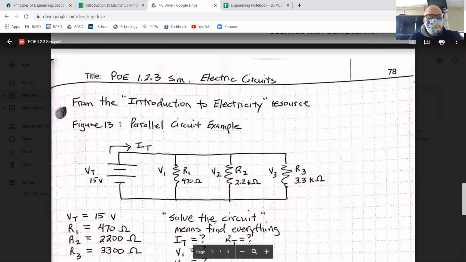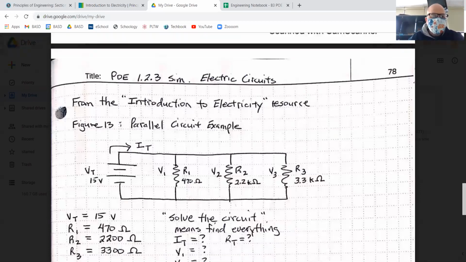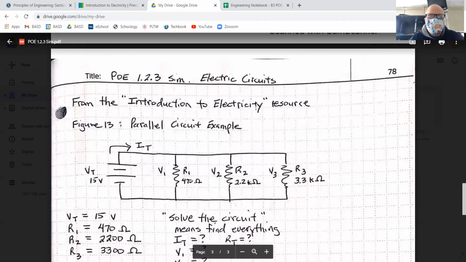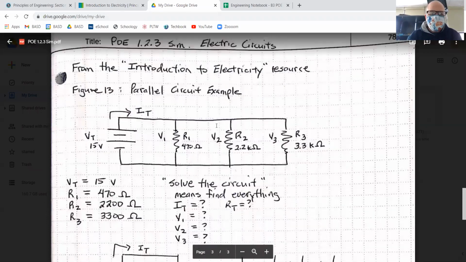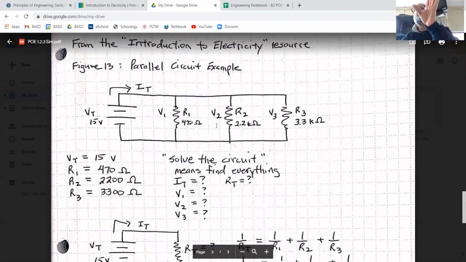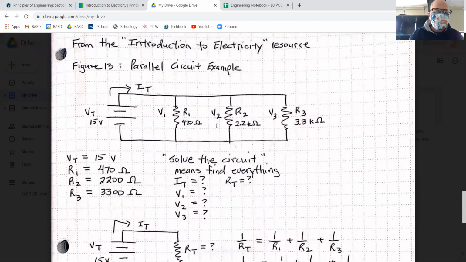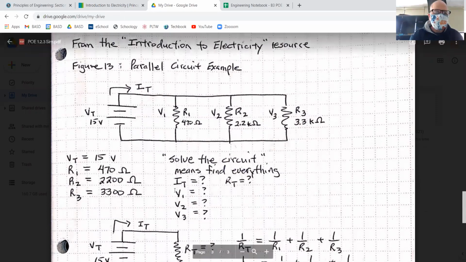And so that particular schematic I put into here, onto my engineering notebook. And so you see it's POE 1.2.3 SIM, electric circuits. And this is from the Introduction to Electricity resource, and it's figure 13 parallel circuit example. And notice that I recreated the schematic. You have to recreate the schematic of every one of these circuit problems. And if you're doing a simulation, you have to take screenshots of that too.